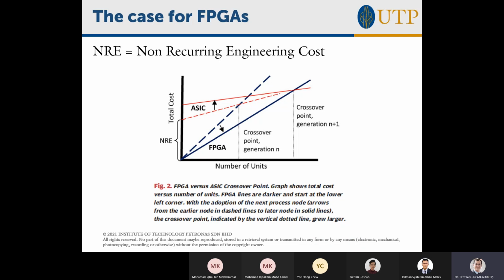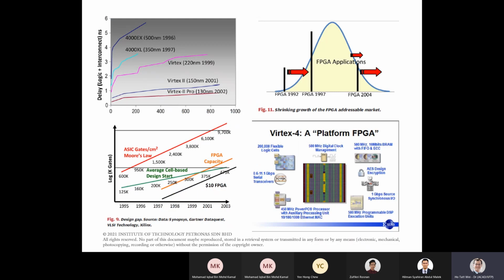Over time FPGA becomes a more and more attractive option. You will soon see that going from old process technology, 500 nanometers in 1996, the delay for the logic interconnect is roughly 4 to 6 nanoseconds, and you can only squeeze about 200 programmable lookup tables on it. Whereas around 2002, at 130 nanometer, you can squeeze almost 5 times as much logic capacity, and the delay is 5 times less, right? So FPGAs are getting better and better.